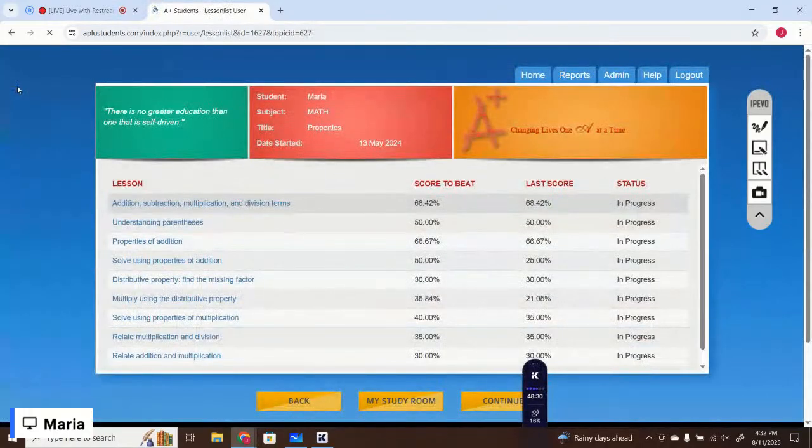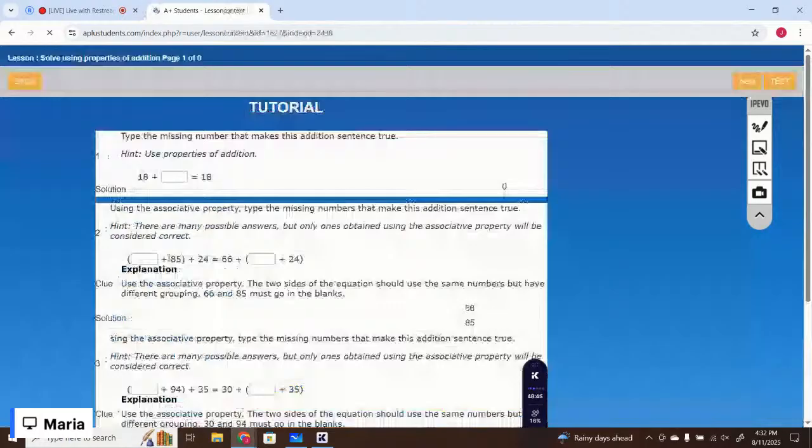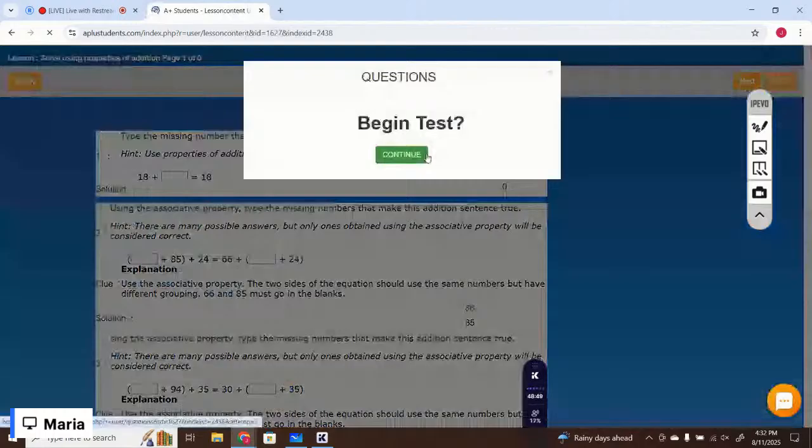Okay, if you see the screen, buddy, I have a solution. You can just type the lesson name at your side. You can see the question clearly, right? Solve using properties of addition. Let's just start with the lesson. Let's just start with the questions. We have to use the properties of addition to solve the question.